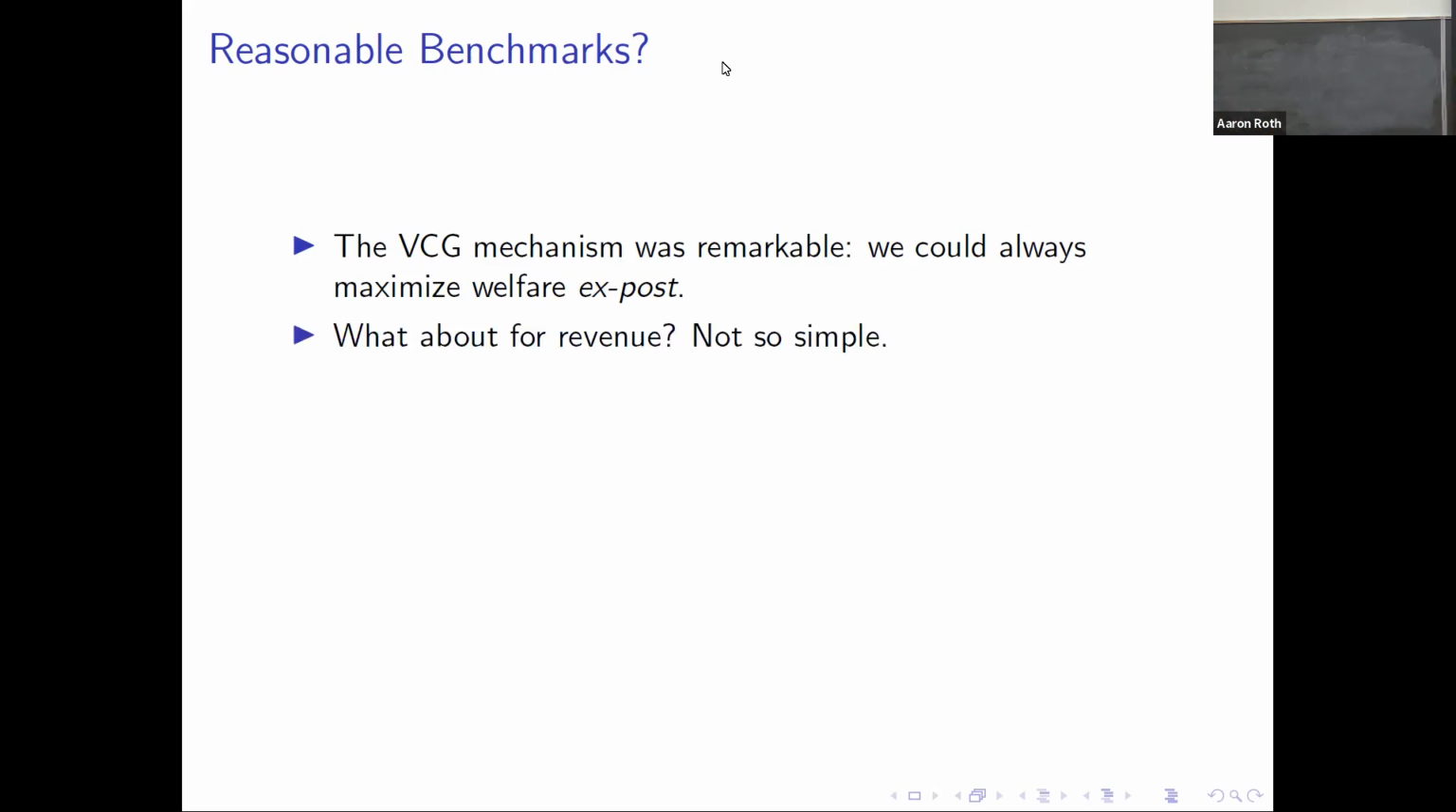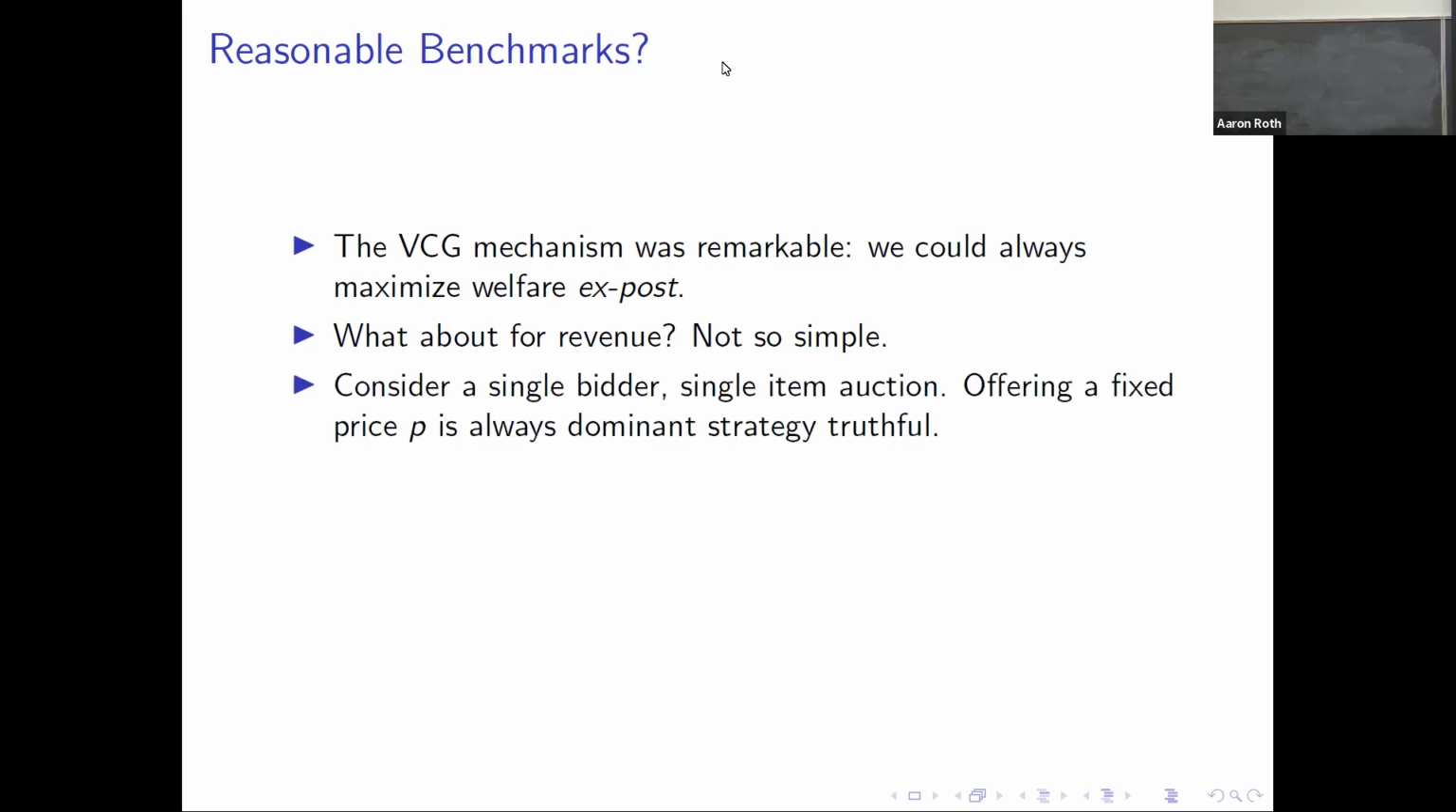But for revenue, it's not so simple, and maybe just to give you some intuition for that, let's consider a single item auction in which there's only one bidder. It's hardly an auction at all if there's only one bidder. So let's think about it.